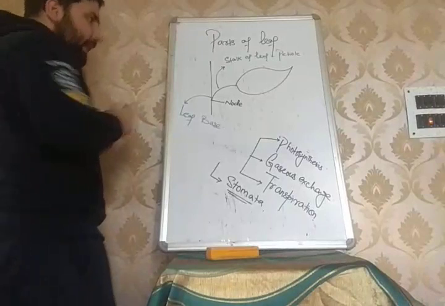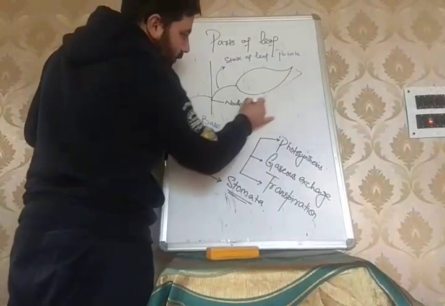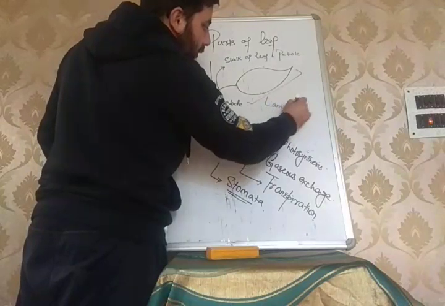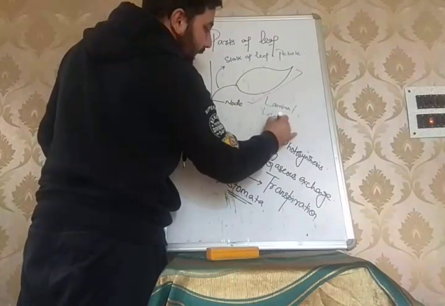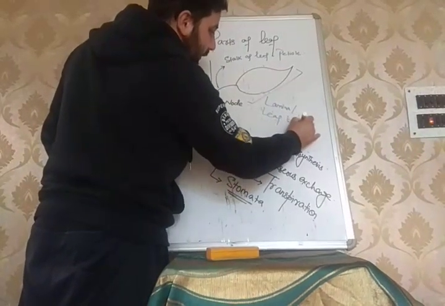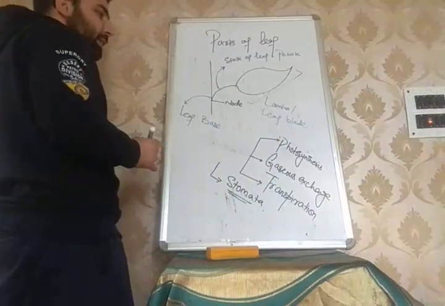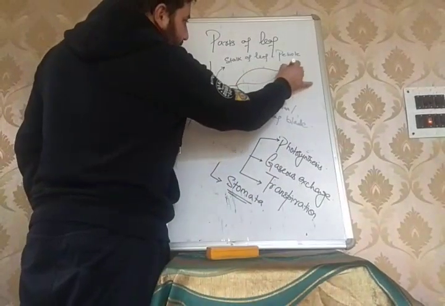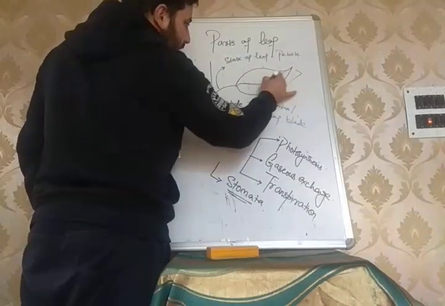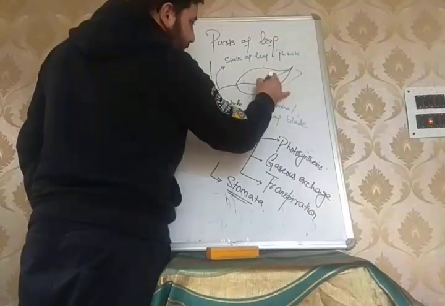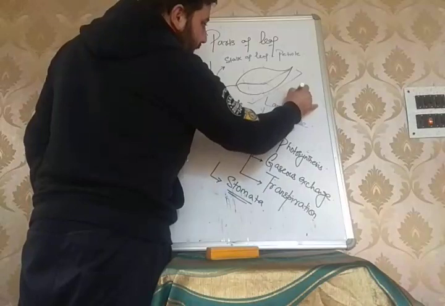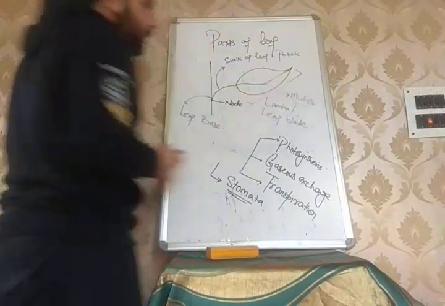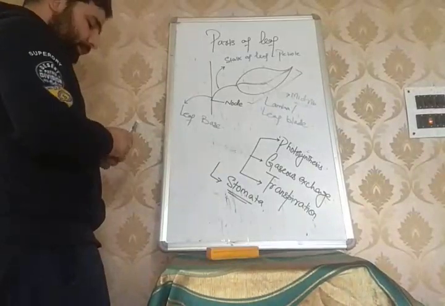And the main photosynthetic part of the leaf is called the lamina, or it is also called the leaf blade. Now on this leaf blade or lamina, which is usually green in color, you always find a main vein present in the center. This main vein is called the midrib, which contains vascular bundles, that is xylem and phloem.